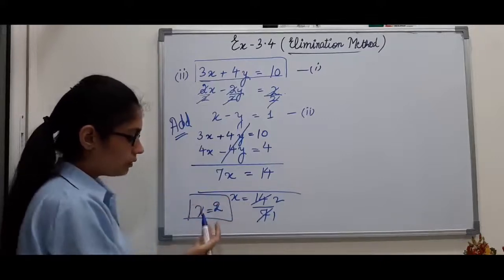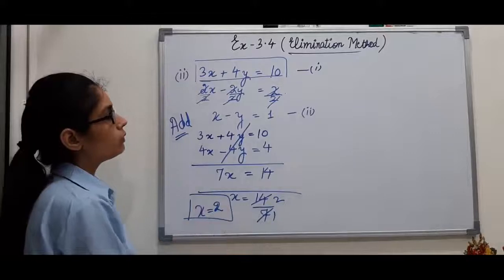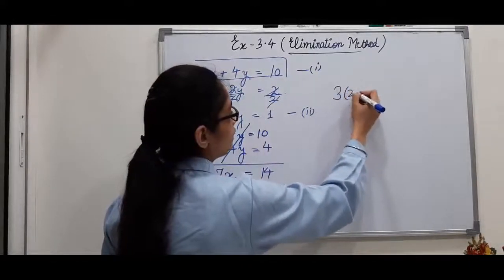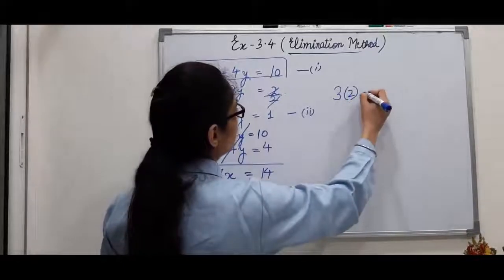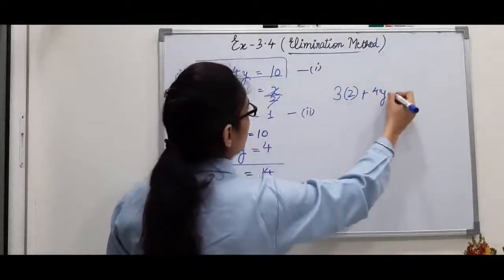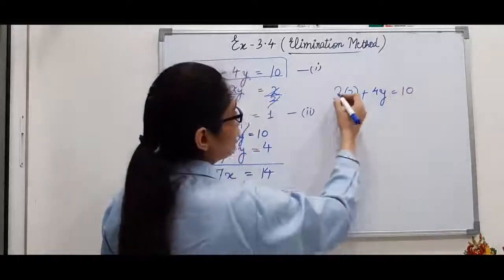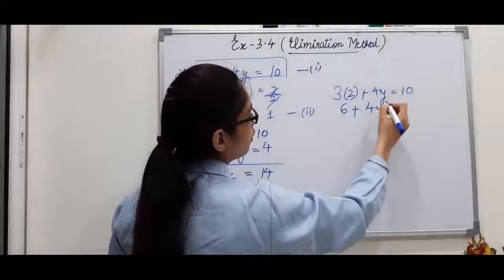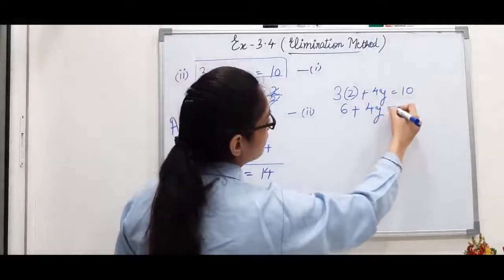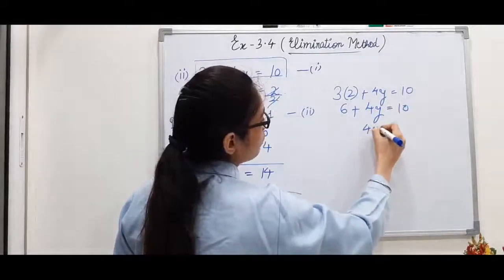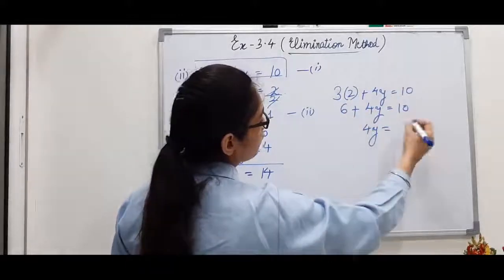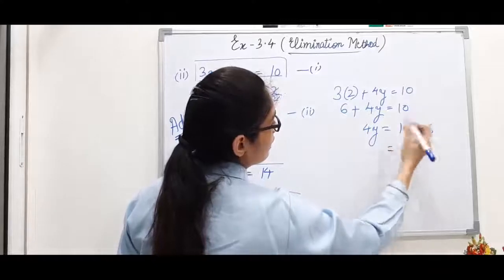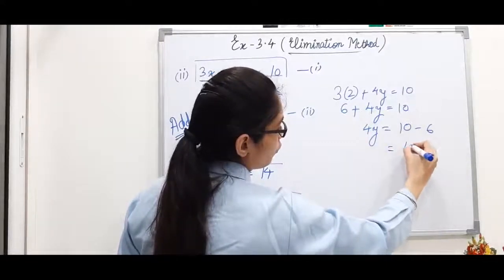Now I will put this value of x equals 2 in my first equation. In place of x I will put 2: 3x plus 4y equals 10. 3 into 2 is 6, plus 4y, I will write as it is, equals 10. Now I will shift 6 to the other side. 10 plus 6 will be changed into minus 6. It is 10 minus 6, which is 4.